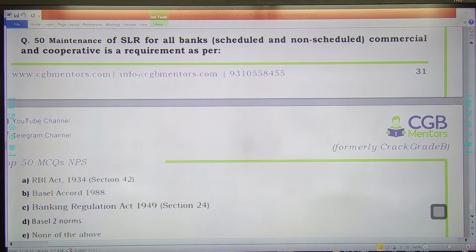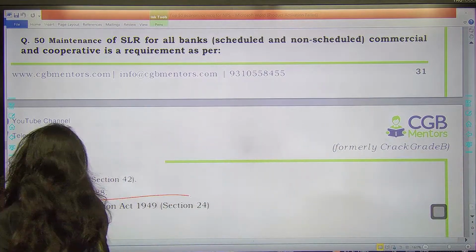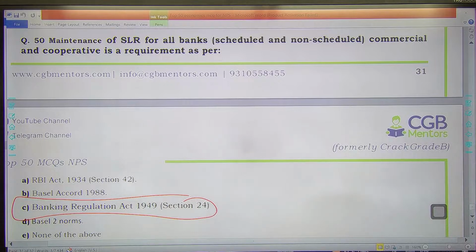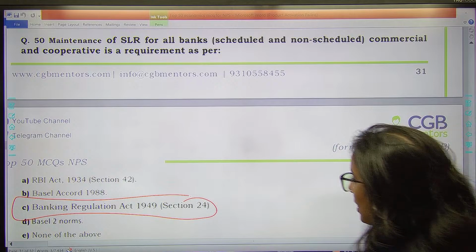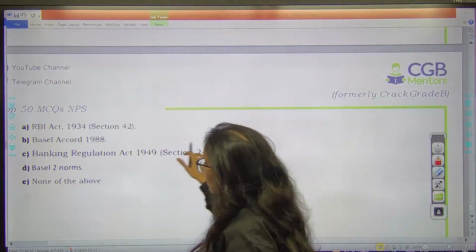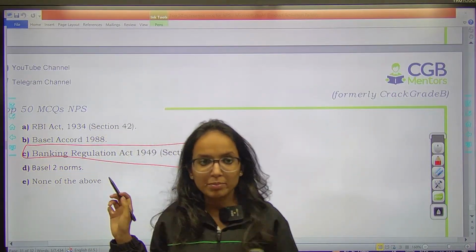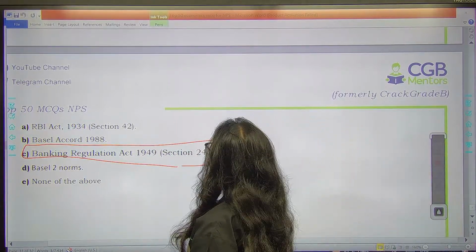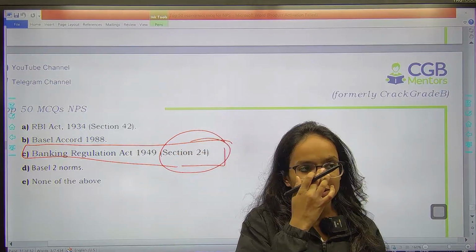Yes, anyone? No. So it is Section 24 of the Banking Regulation Act, remember. Section 24 of the Banking Regulation Act. Okay, very good, Shefali. Section 24 of the Banking Regulation Act 1949, remember this thing. And you also have to remember CRR. So SLR for all kinds of commercial, scheduled, non-scheduled banks and cooperative banks as well is required to be maintained under Section 24 of the Banking Regulation Act 1949.